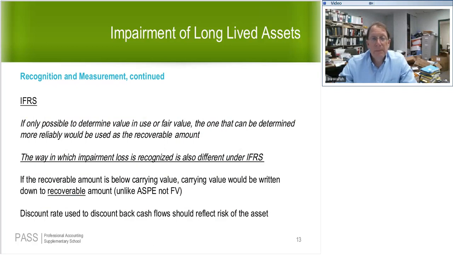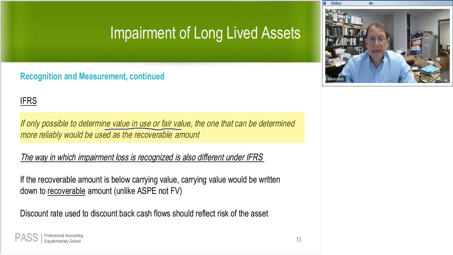Now, what happens? Look at the first important line here. What if I only know one of the two? What if I only know value in use or fair value? Then forget the formula. Just do the one you know.